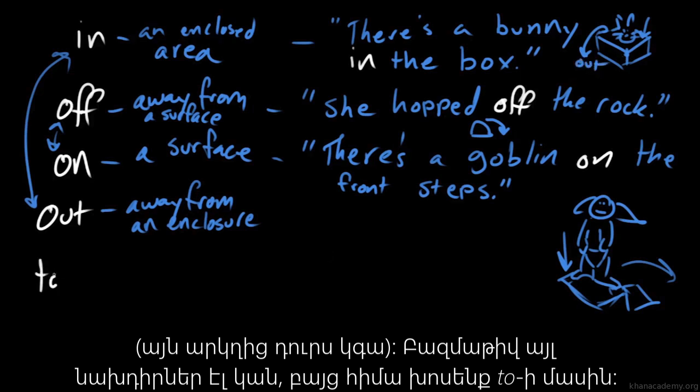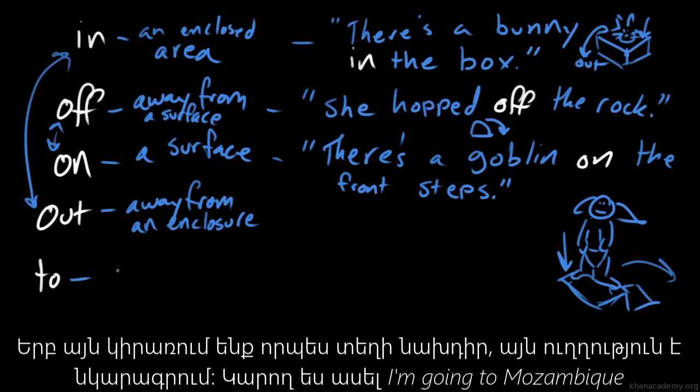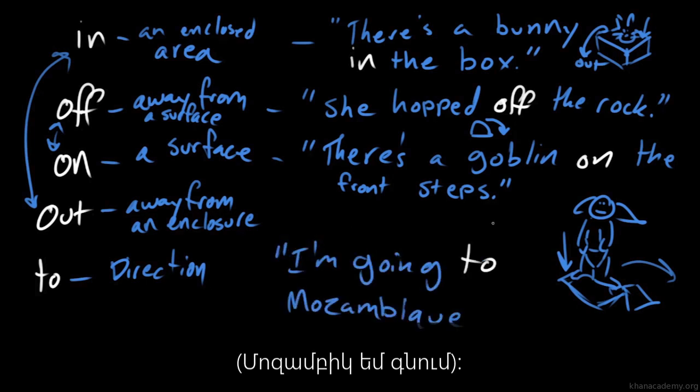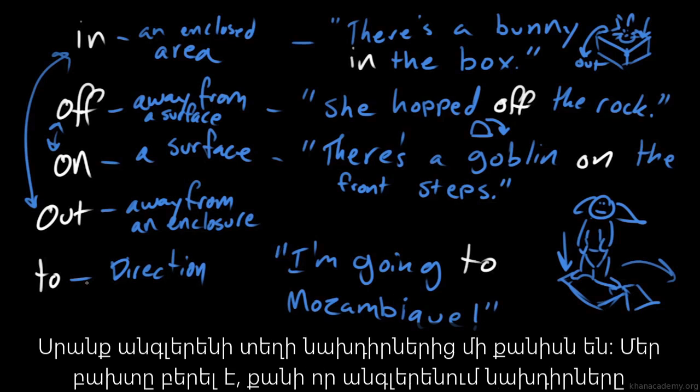And there's plenty of other prepositions, but let's talk about to. When you're talking about to in the physical sense, it has this connotation of direction. So you could say, I'm going to Mozambique. These are some of, but certainly not all, of the spatial prepositions of English.